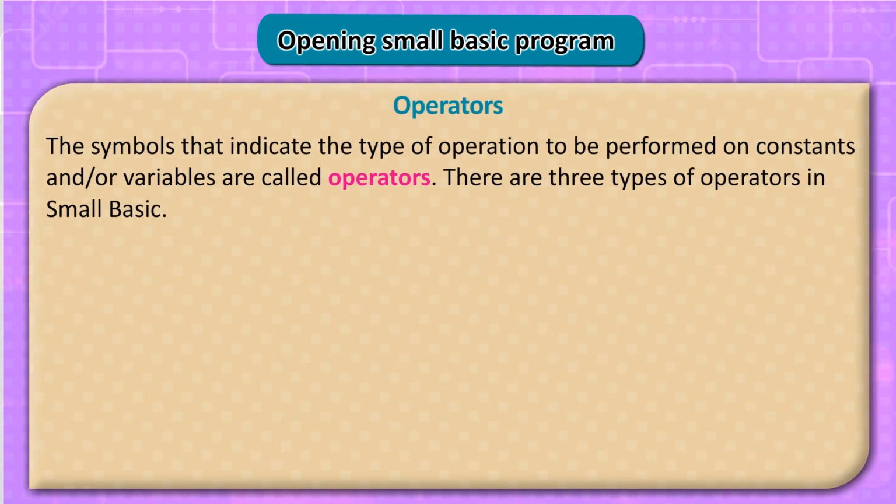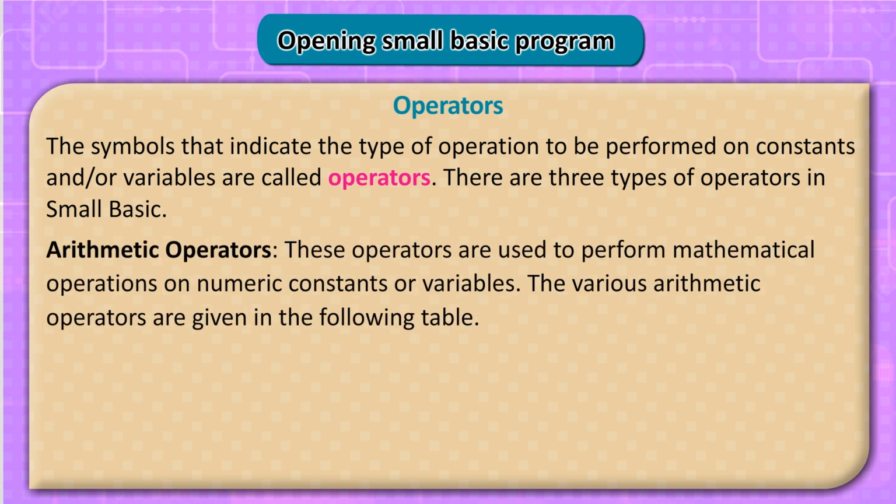Operators. The symbols that indicate the type of operation to be performed on constants and/or variables are called operators. There are three types of operators in Small Basic. Arithmetic operators. These operators are used to perform mathematical operations on numeric constants or variables. The various arithmetic operators are given in the following table.